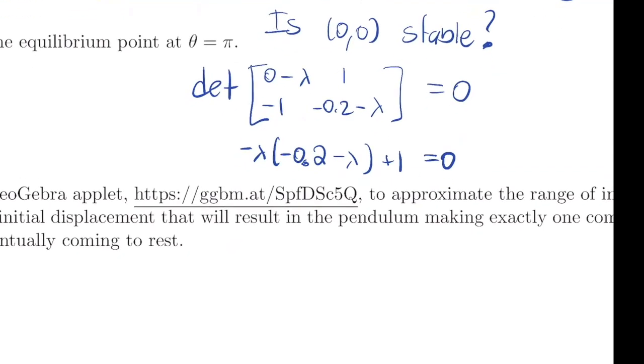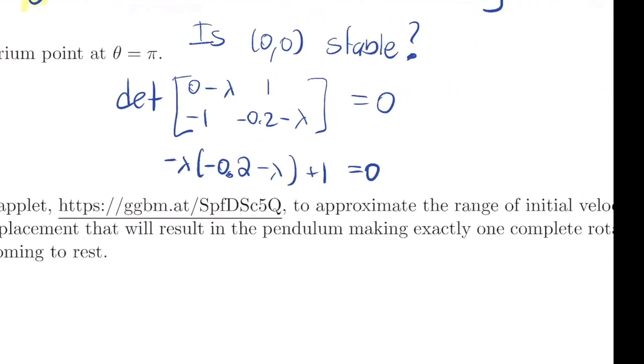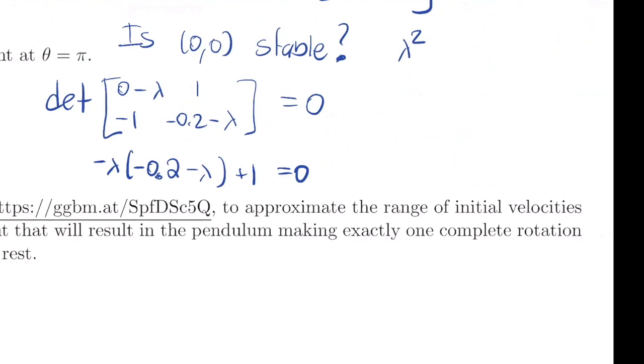And then trying to solve that quadratic equation. So that would give us lambda squared plus 0.2 lambda plus 1 is equal to 0. Any questions with what I'm doing at the moment? And then we could try and find roots for this.